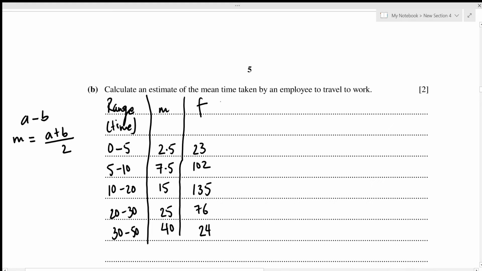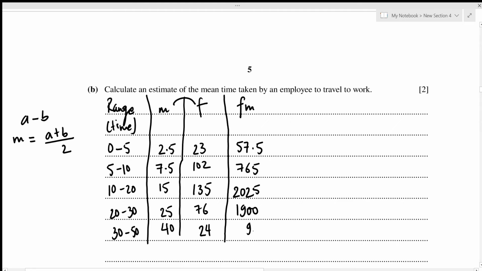Now we need to figure out the value of the mean. And in order to do so, we require the values of FM. So this is just going to be the product of these two columns. So the first one, that's going to be 2.5 into 23, which gives us the value of 57.5. For the second one, that's going to be 7.5 into 102, which gives the value 765. Third one, that's going to be 15 into 135, which gives the value of 2025. Fourth one, that's going to be 25 into 76, which gives us the value of 1900. And the final one is going to be 40 into 24, which gives us the value of 960.